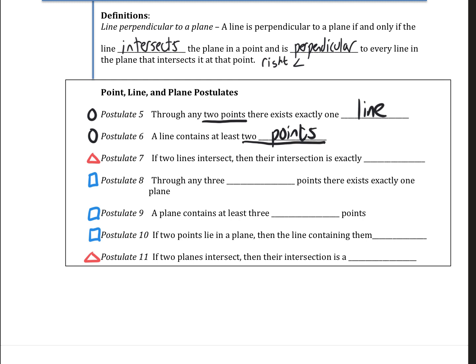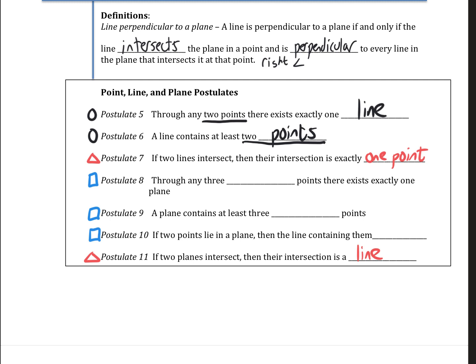All right. Let's do the red ones now. If 2 lines intersect, then their intersection is exactly 1 point. How many points? 1 point. And for postulate 11, if 2 planes intersect, then their intersection is a line. It's a what? It's a line. We talked about this previously, but if 2 lines intersect, they make a single point, and if 2 planes intersect, they make a line.